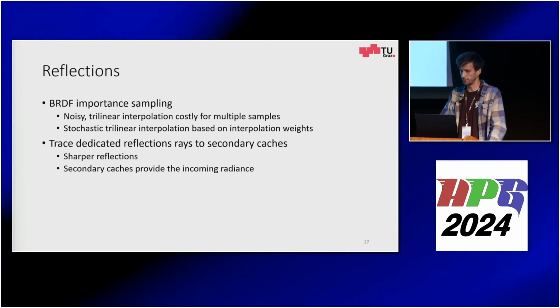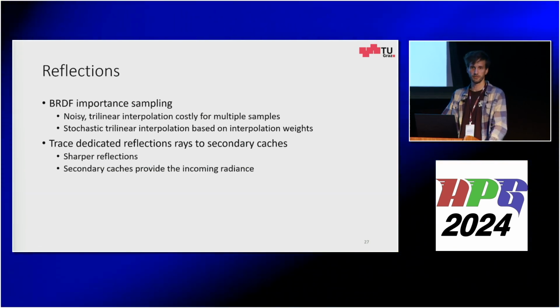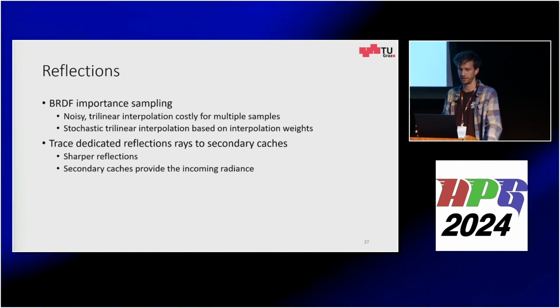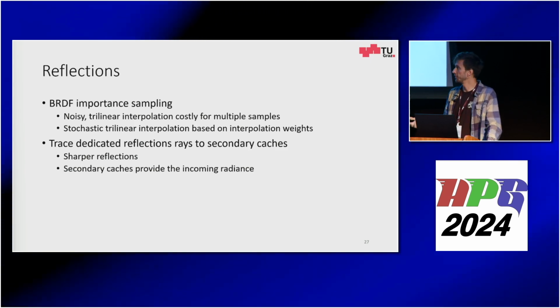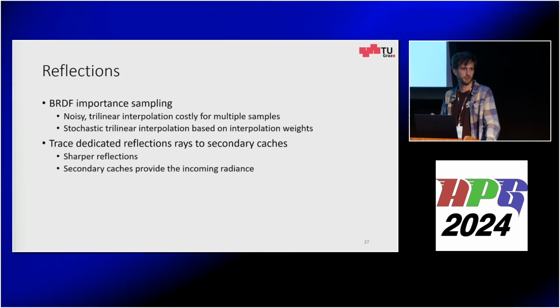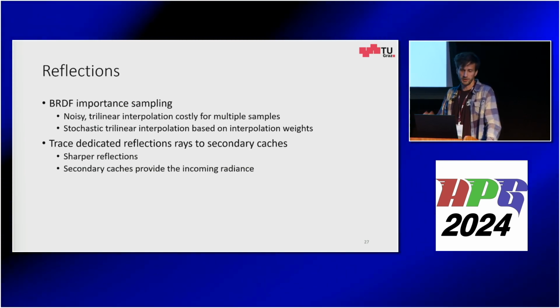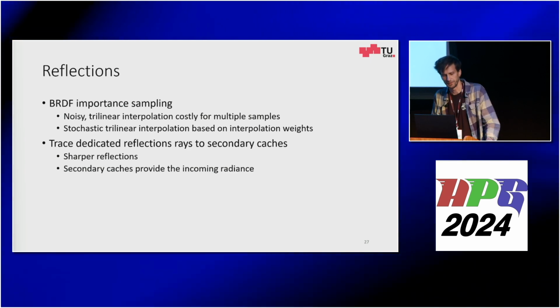To improve that, we do stochastic trilinear interpolation. So based on the interpolation weights, you pick a sample. And basically what this means is you only have one radiance fetch per sample. It causes a little bit more noise, but easily mitigated by filtering.